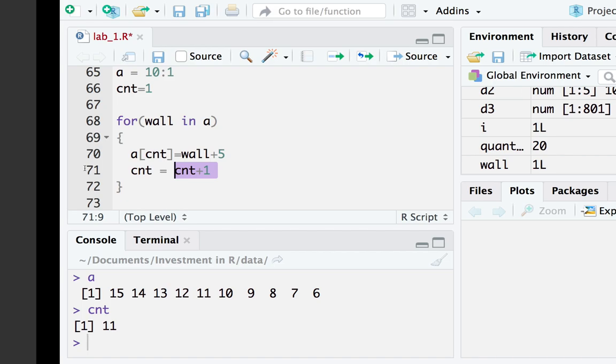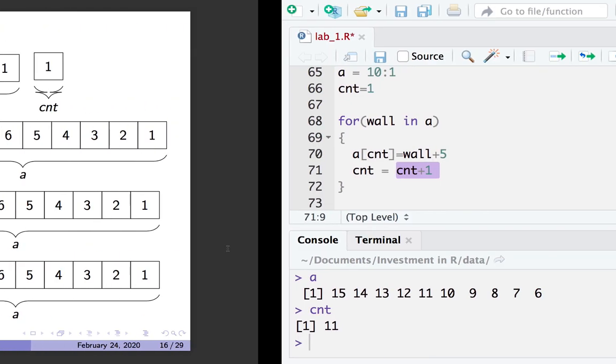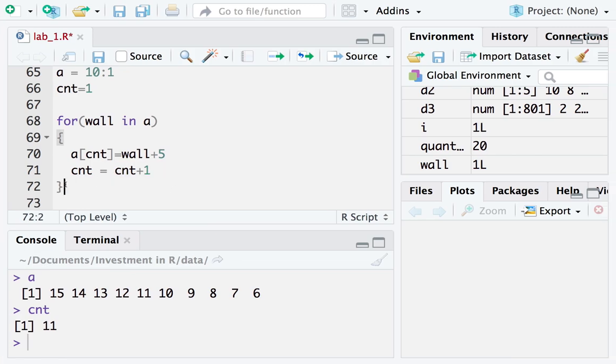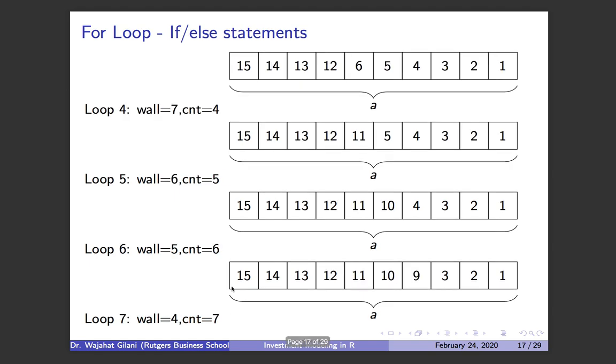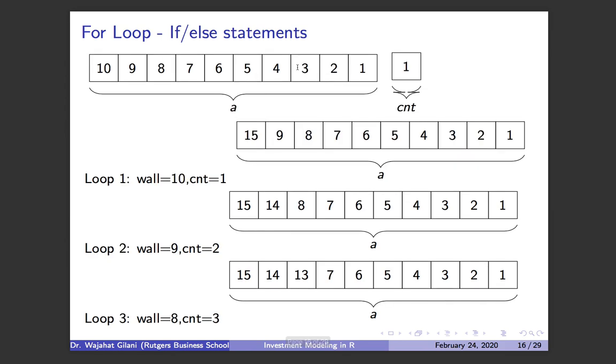CNT gets overwritten again to be 3, right? At this point, CNT equals 3. We come down here to the end of the loop, and then we must enter the third loop where wall takes on the third value of A, which is 8. And that's why in loop 3, when we start off loop 3, wall has a value 8, CNT has the value 3. And what ends up happening is now the third value gets overwritten to be 13. And then we go into loop 4.